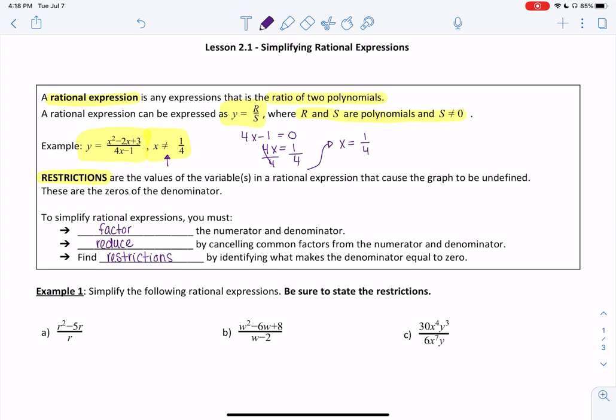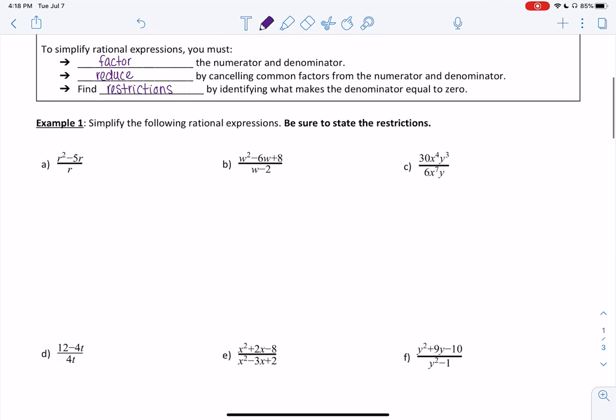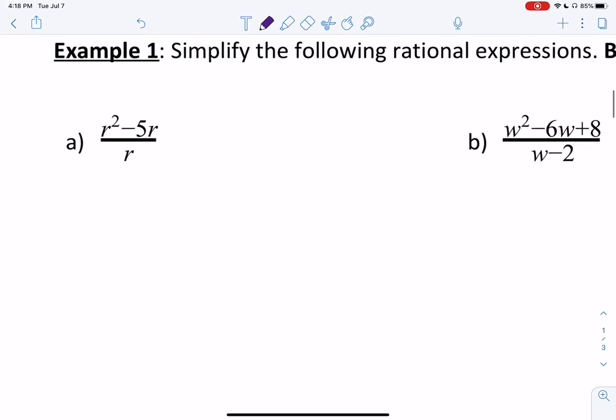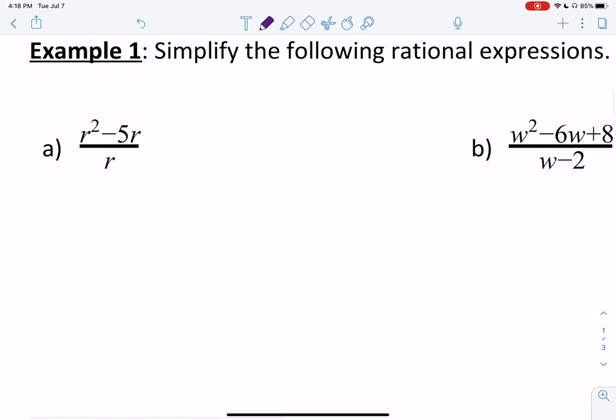So the best way to learn how to do this is to just start doing examples. We're going to do a bunch of them together so that you can just see a ton of examples. So let's start with example A. We're going to simplify the following rational expression.